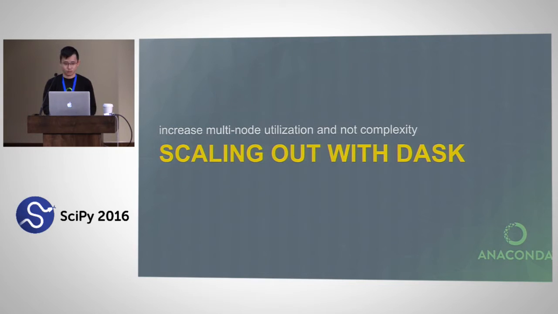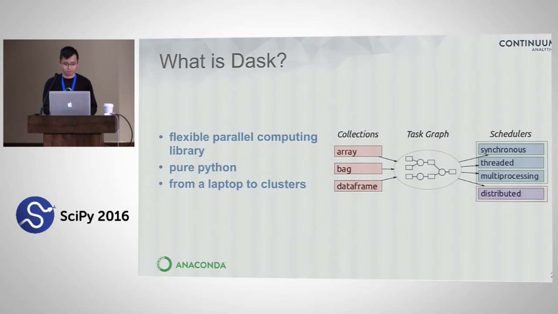Now, on scaling out, how do you do that? There's also a simple way to help you utilize multi-node machines without complexity. So what is Dask? Has anyone heard the Dask talk yesterday? That's great. I don't have to do so much introduction. It's a flexible parallel computing system that has many high-level APIs, providing things like arrays. Bag is like Spark RDD. DataFrame is like the Pandas API.